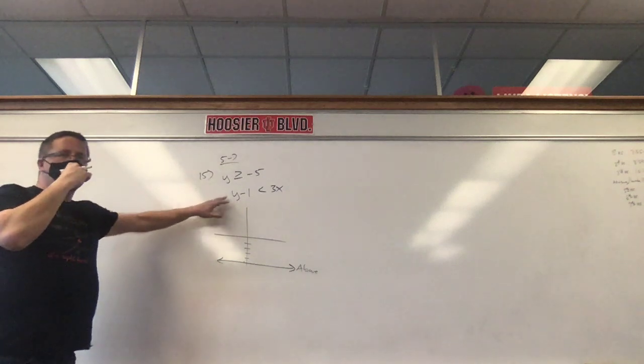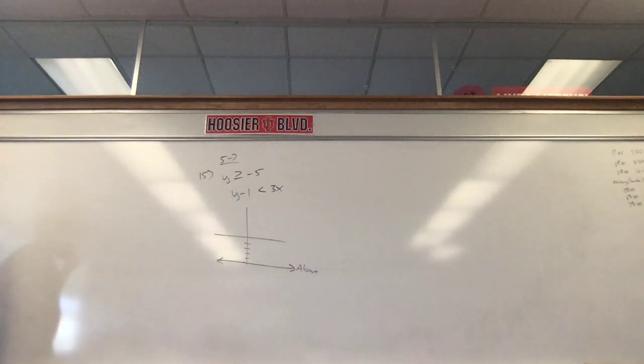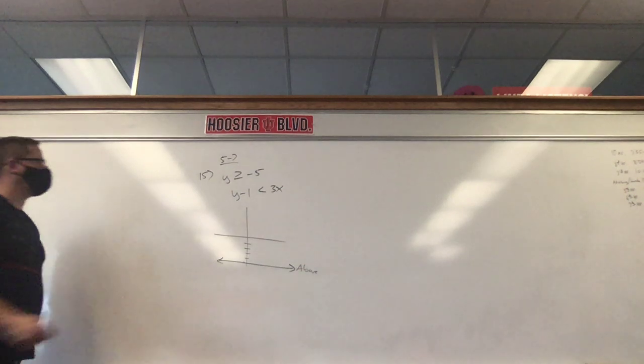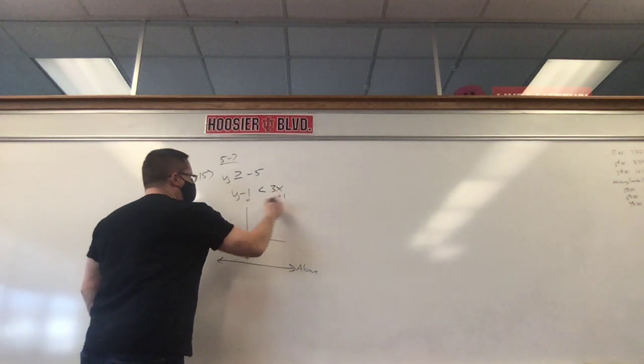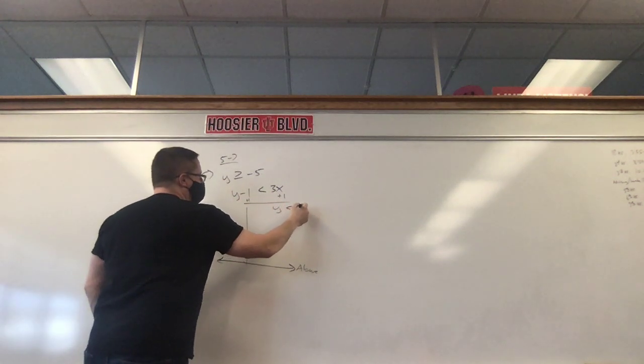This one is not ready to graph yet. Anybody know why? Negative 1. What about negative 1? With y. In order to graph, we want to have what? Y by itself. So we need to add 1 and add 1. If we do that, we have y is less than 3x plus 1.